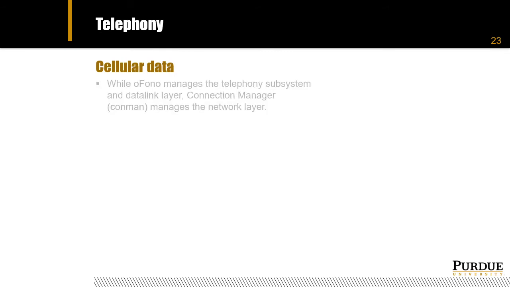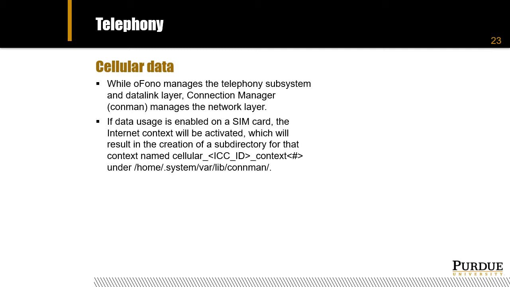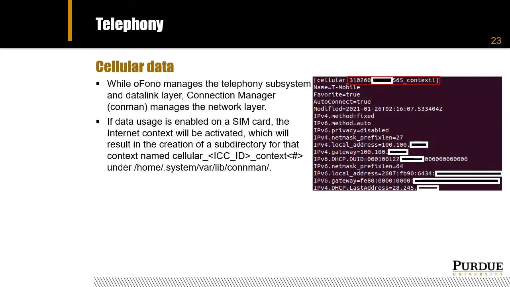As already mentioned, the oPhono package manages all telephony subsystem functions, i.e. the data link layer. The network layer is managed by the connection manager, whose settings can be found in /home/system/var/lib/connman. Once a new data context is activated on the device, Connection Manager will create a subdirectory named cellular, ICC ID, context number. In this particular case, we observe cellular 310.260 context 1. In this configuration file, we can also observe the name of the cell phone provider, the time when those settings were last changed, as well as the IPv4 and IPv6 addresses of the device.